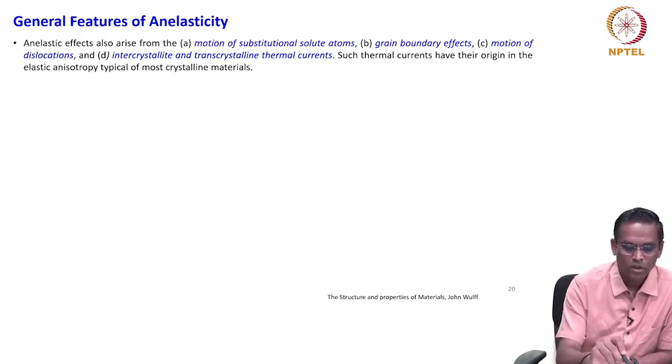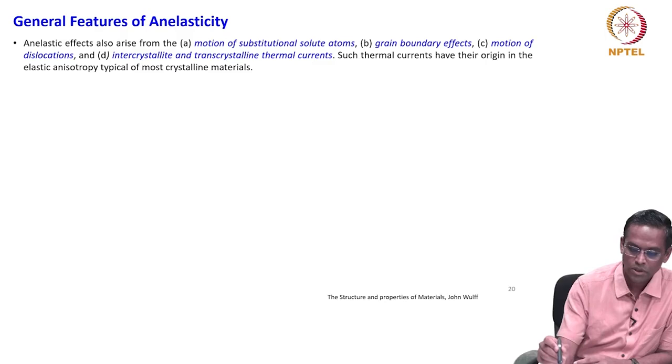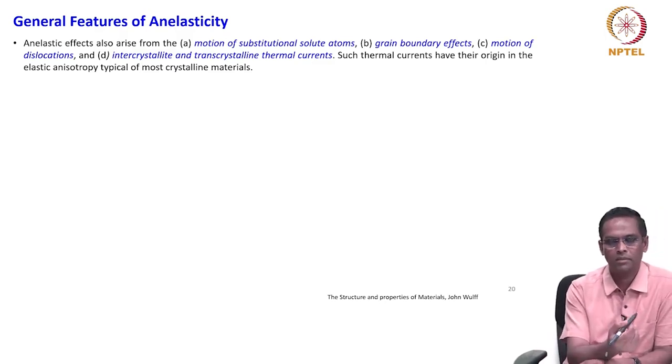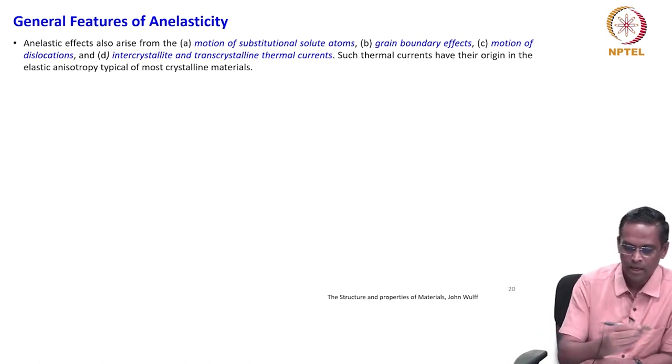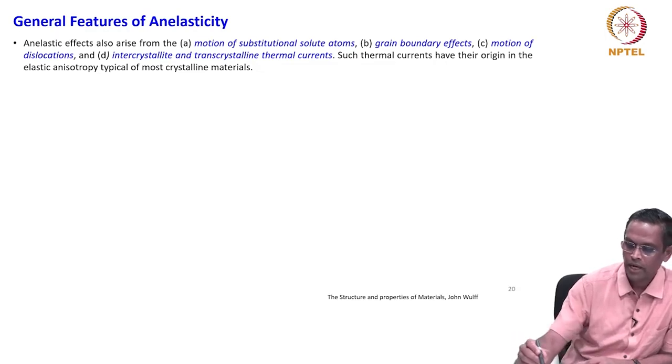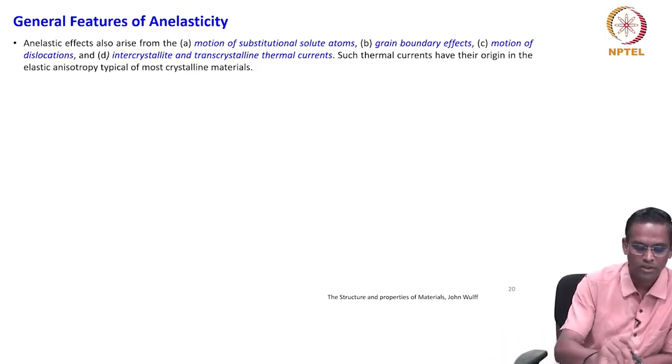Anelastic effects also arise from motion of substitutional solute atoms. We have just discussed interstitial atoms, that is carbon in the iron lattice. It can also arise from motion of substitutional solute atoms, grain boundary effects, motion of dislocations, intercrystallite and transcrystalline thermal currents.